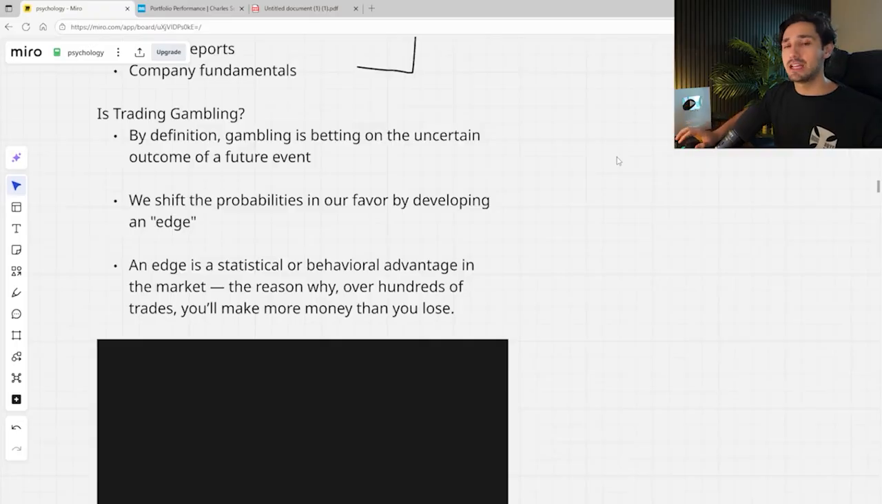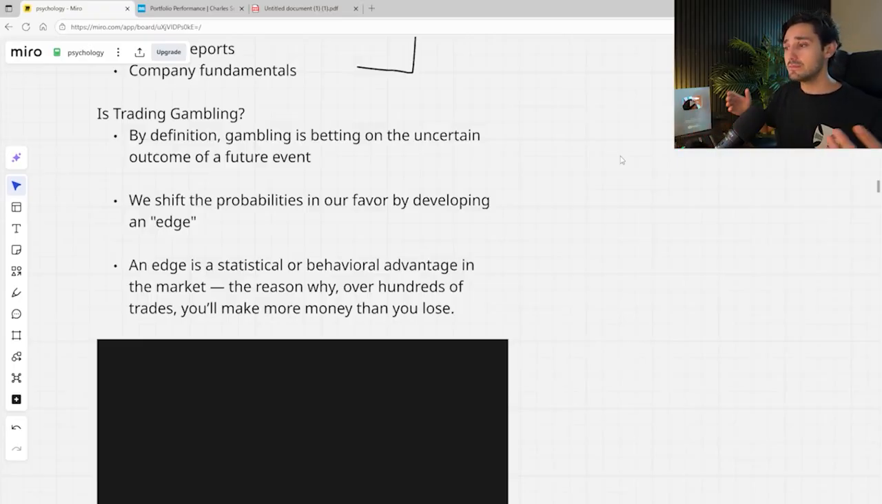However, the connotation around gambling is that it's impossible to become successful as a gambler, I guess. And I don't really like to call trading gambling. I think trading is really similar to poker or blackjack in casinos, where if you're a really good poker and blackjack player, if you understand what you're looking for, if you have an actual edge, you're going to make money. And the same thing applies for trading.